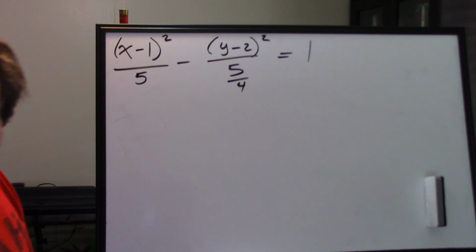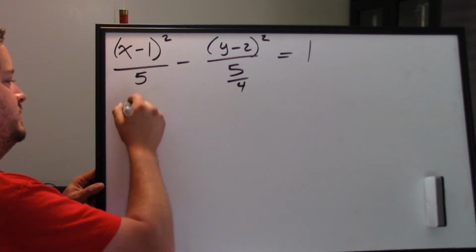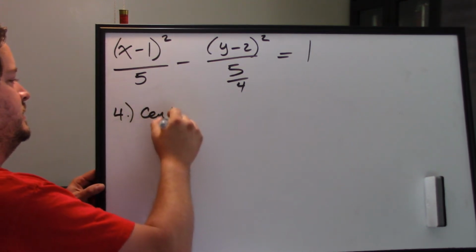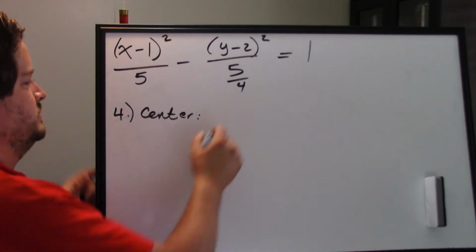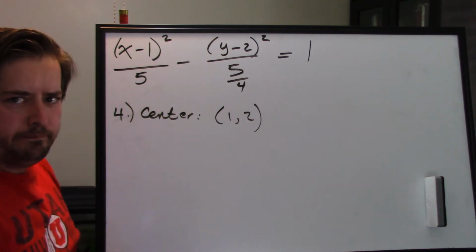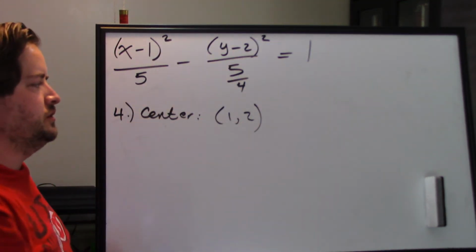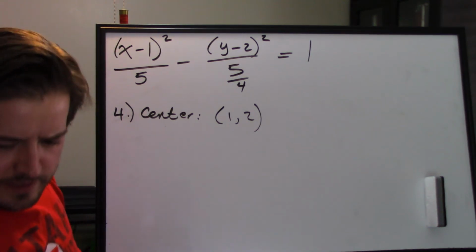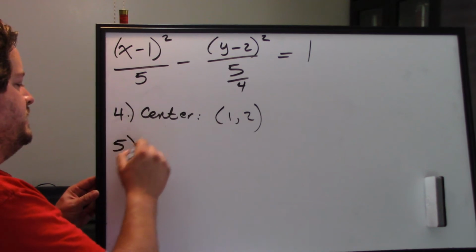So, question 4 asks us to find the center. The center's easy, it's 1, 2. H, K, right? Take the opposite of these values here. Negative 1 goes to 1, negative 2 turns to 2. Right, that one's fairly easy. Number 5 then says find the foci.